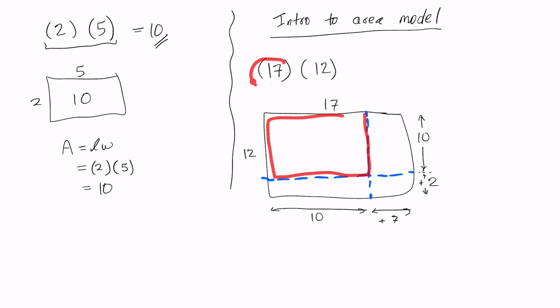Remember, 17 times 12 is essentially the area of this whole figure, right? It's a rectangle that's 17 units long, 12 units wide. But I can also think of it as the sum of the areas of these individual sections. I've broken it into 4 parts. So let me go ahead and compute the areas of those components.